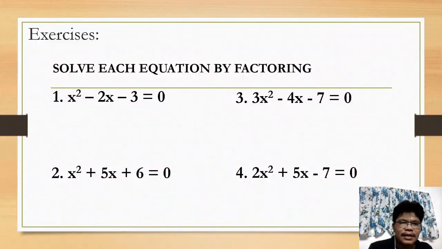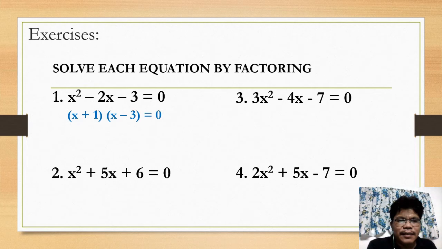Okay, time's up. Let us now check your answer. Let us now proceed to equation number 1, x squared minus 2x minus 3 equals 0. So the equation is already in standard form. The value of a is 1, and the last term is negative 3. So focus on the last term. Think of factors of negative 3 wherein the difference is negative 2x. Okay. So the answer now is the quantity of x plus 1 times the quantity of x minus 3 equals 0. Okay. And then equate each factor to 0 by the zero factor property.